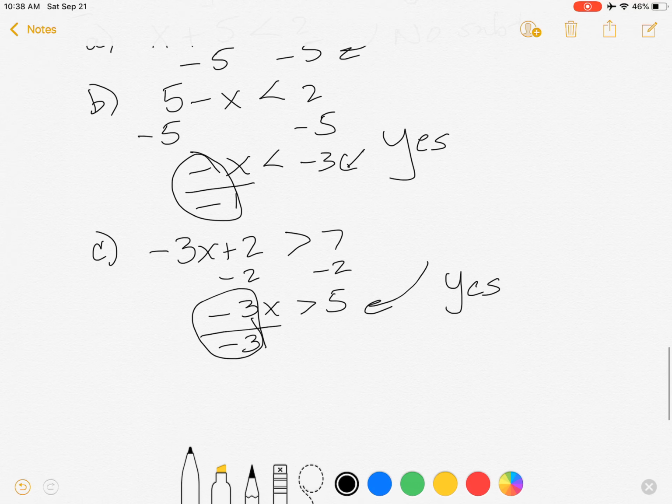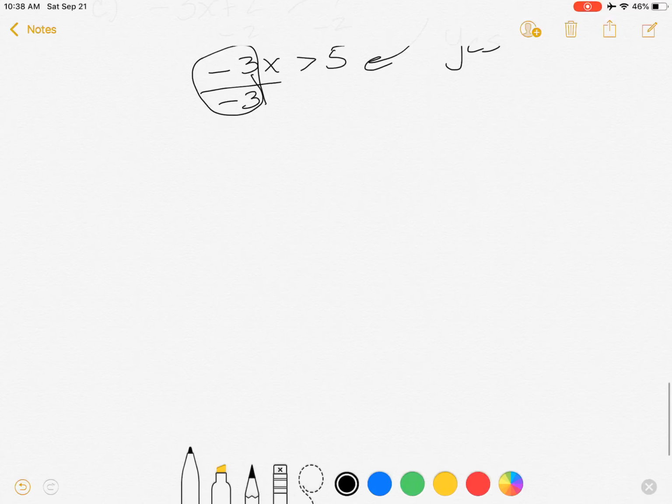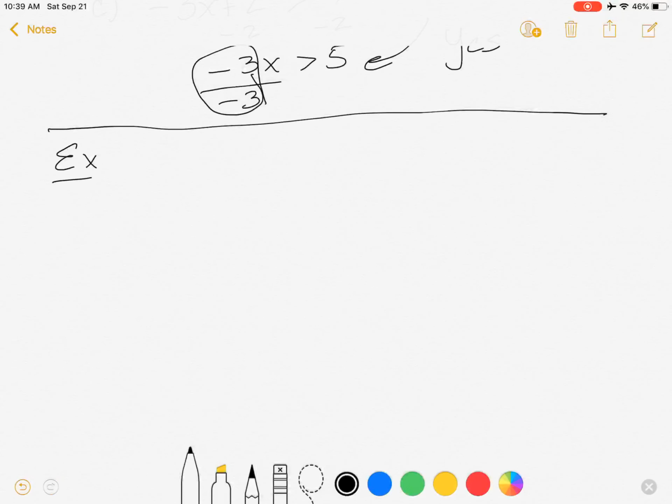Okay, the next part of this lesson has you just solving inequalities, graphing them, and giving interval notation. Alright, so let's do a couple of those examples. So let's say that I had 5 times (x minus 2) plus 8 less than 13x plus 7. Okay, so let's think about this.